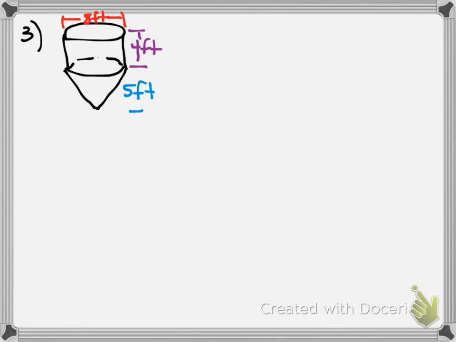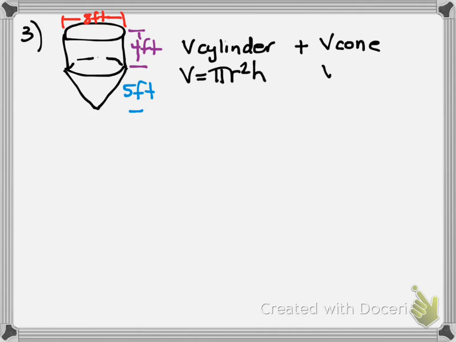So what's the first shape on top? Cylinder. Okay, so we're going to have to figure out the volume of a cylinder. And what's the bottom shape? Cone. A cone. So we're going to have to figure out the volume of the cone. So the formula for the cylinder is pi r squared h, and for the cone it's 1/3 pi r squared h.